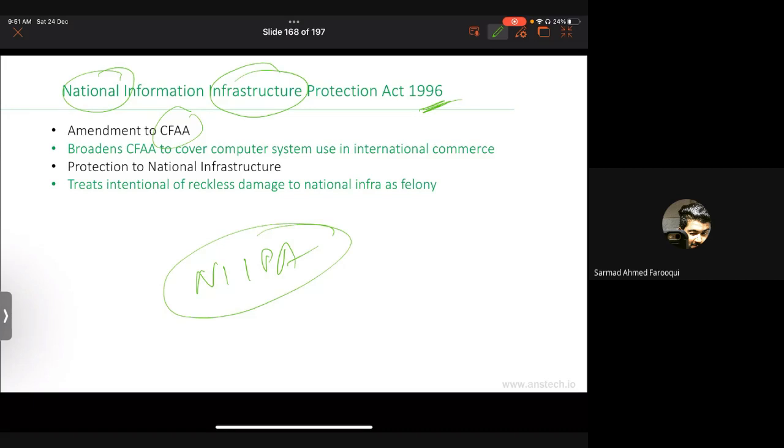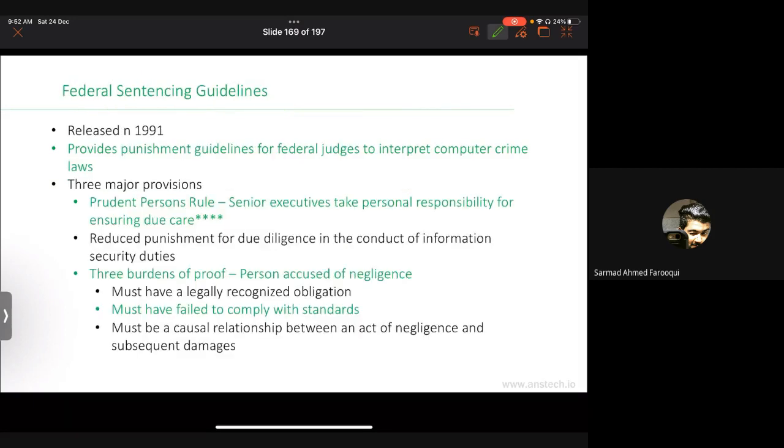So map that. How do you map it? CFAA, federal systems. NIPA, national infrastructure. So if you see a question on national infrastructure, you say, okay, NIPA. That is how you eliminate questions and answers.